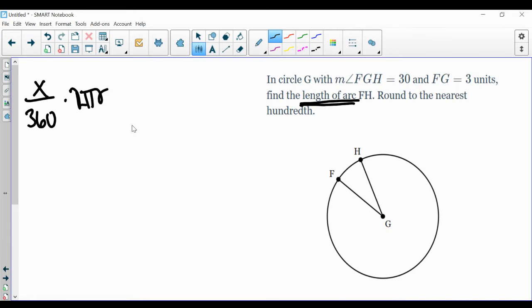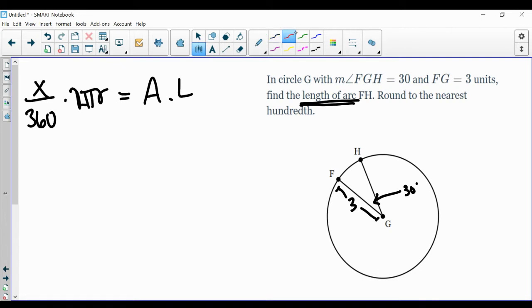So knowing that it's arc length, that's the 2 pi r with the degree measure over 360 equals, and I like to just put AL, so arc length. So then you're looking at what you have. That's measure of angle FGH. So measure of the angle in here is 30 degrees. FG is 3 units, which is the radius from center to the outer part. So you're just strictly plugging it in.